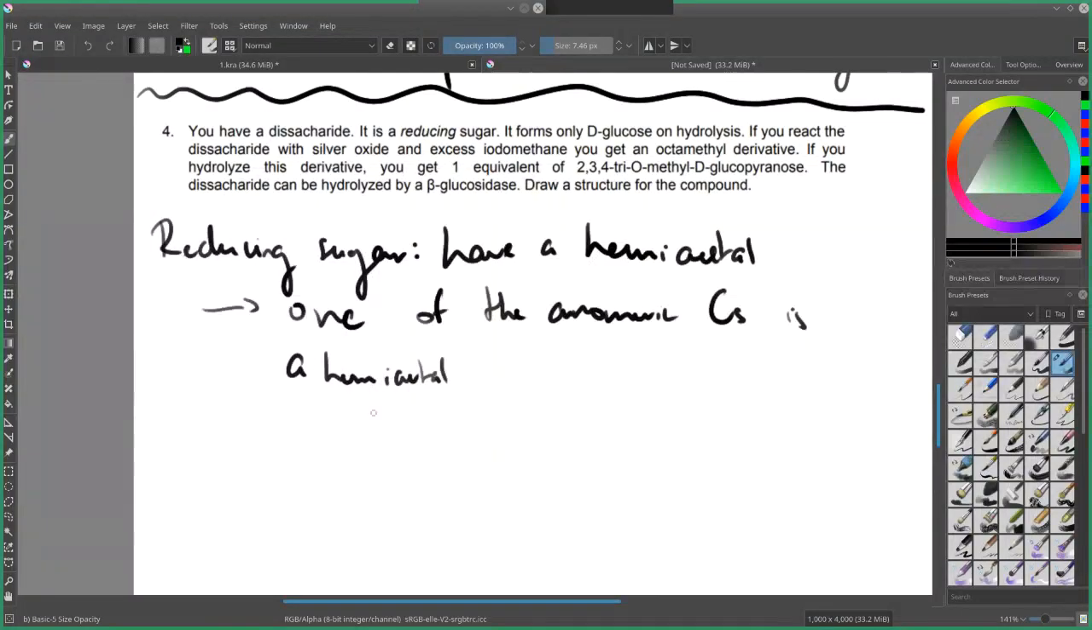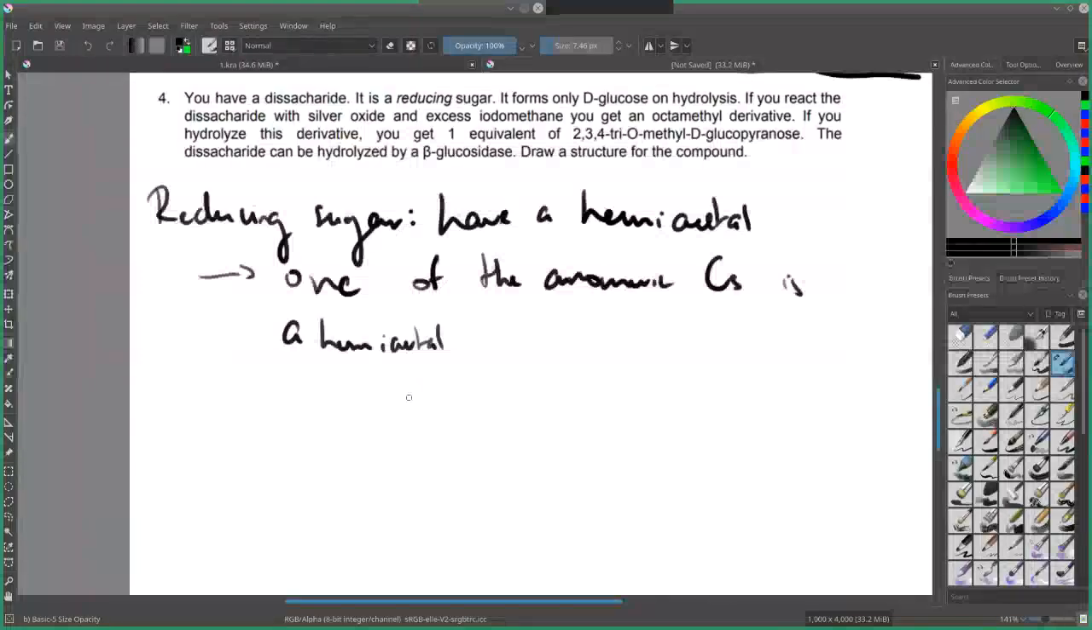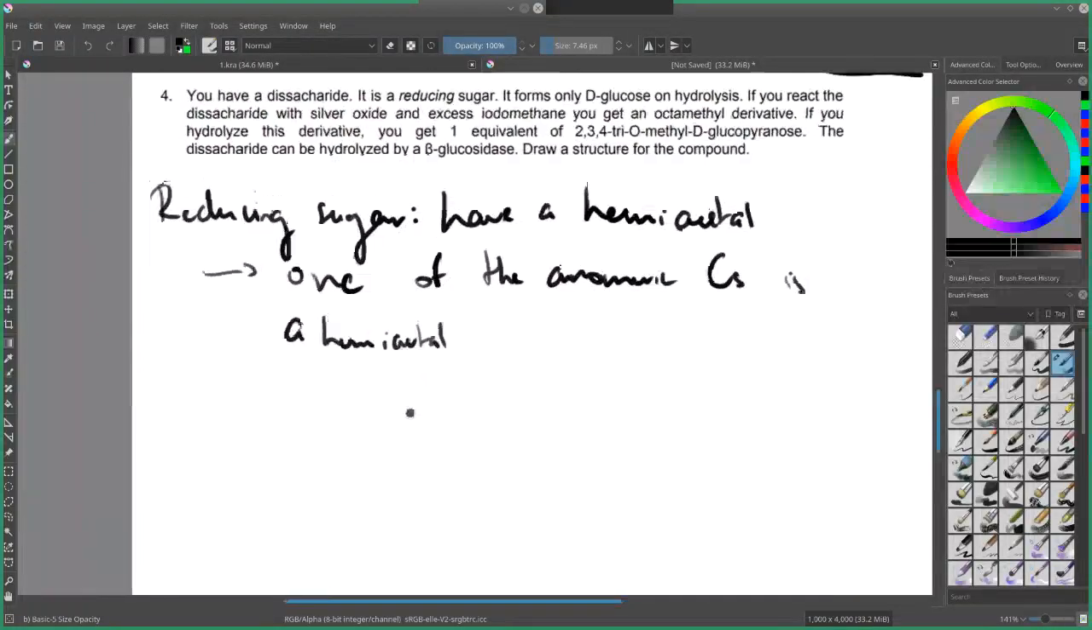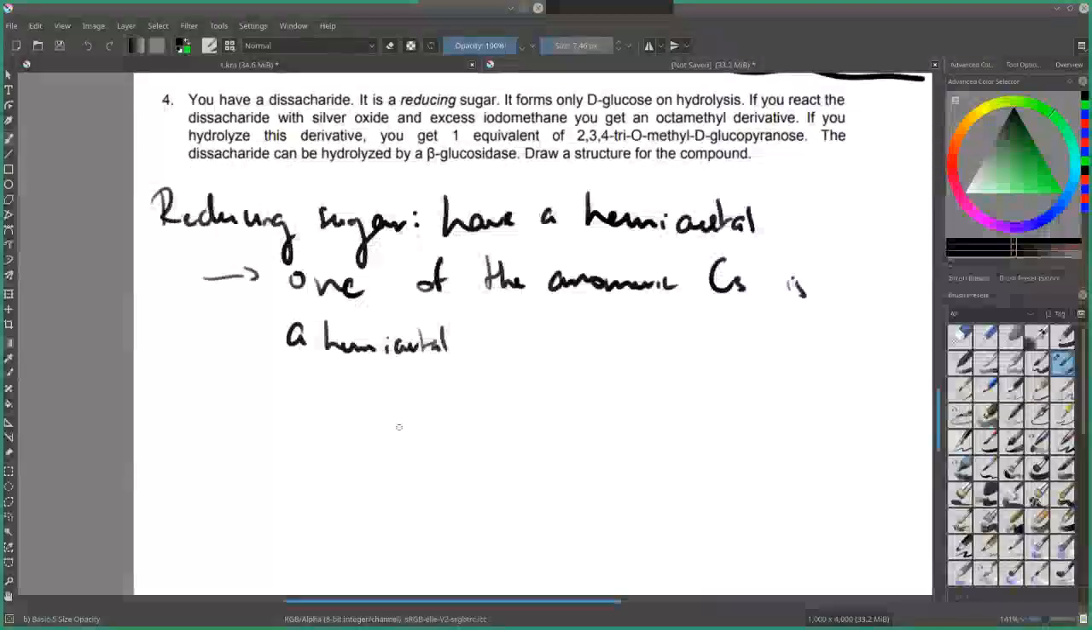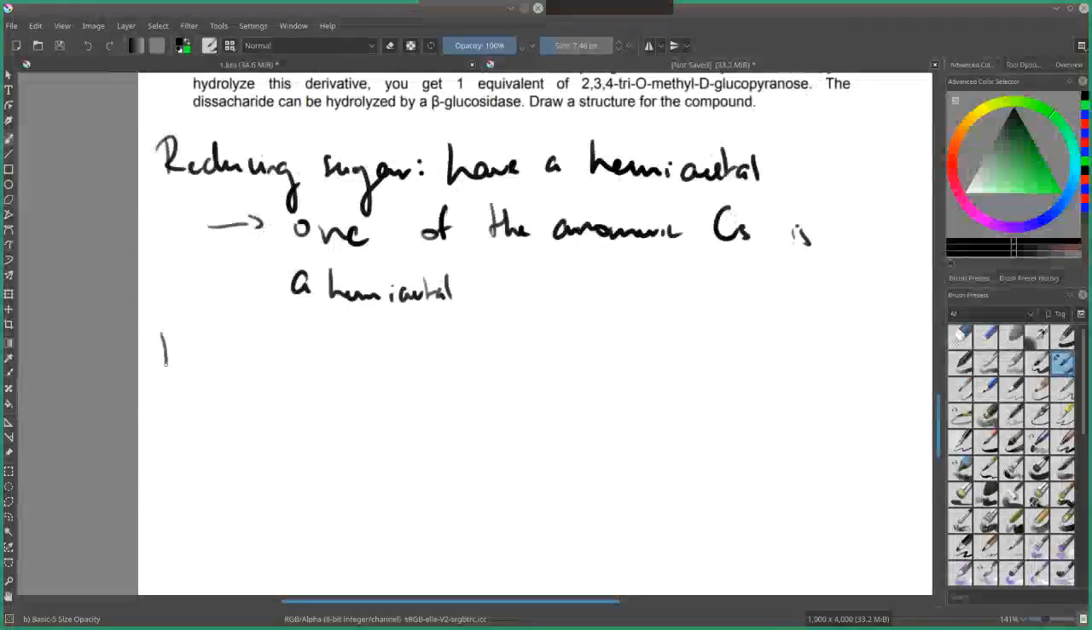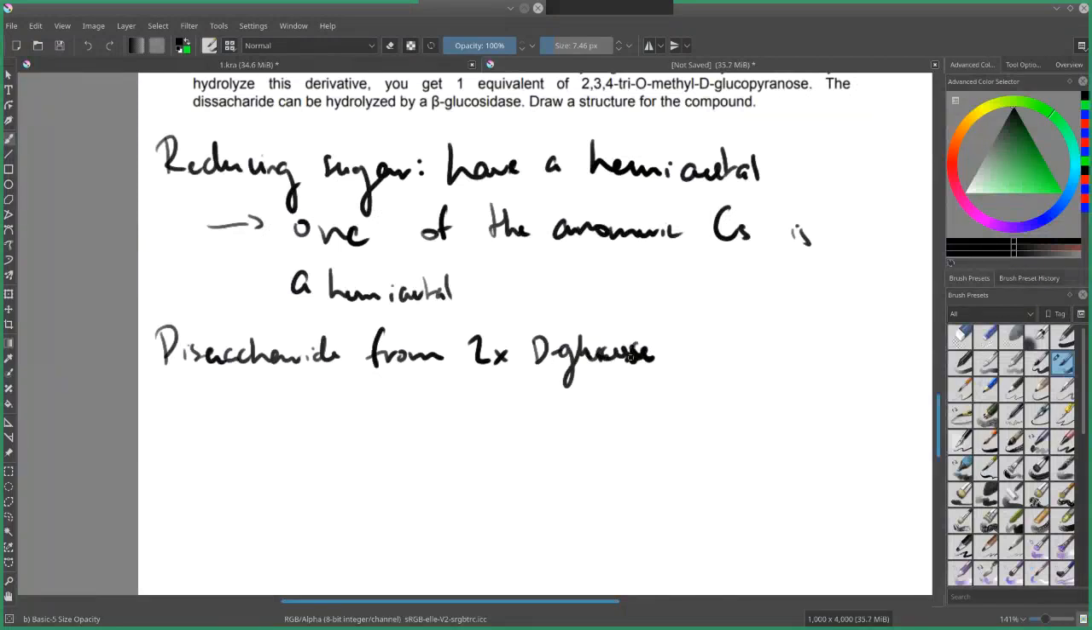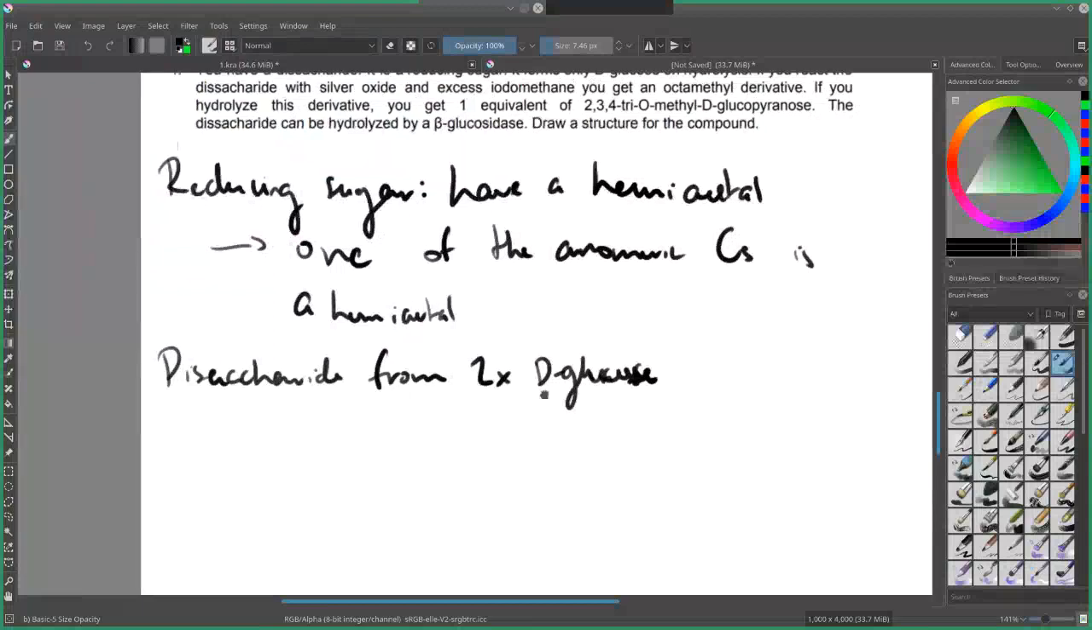And they tell us it only forms D-glucose when we do hydrolysis. So all right, that means we started with only D-glucose. Cool. Or the disaccharide is made of two D-glucoses, so we know what we're working with. Two D-glucoses. Nobody talks about L-glucose very much.